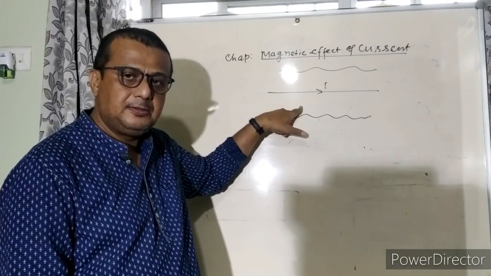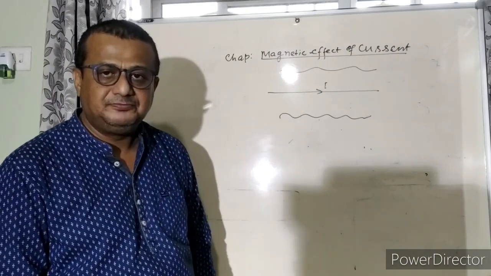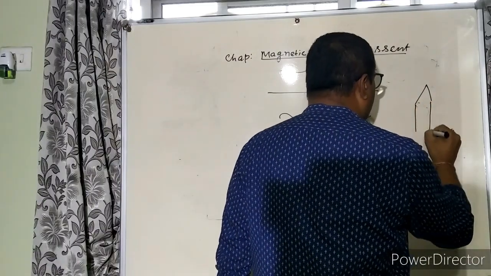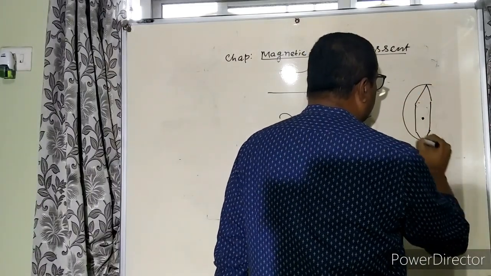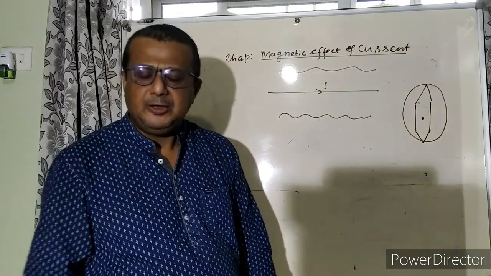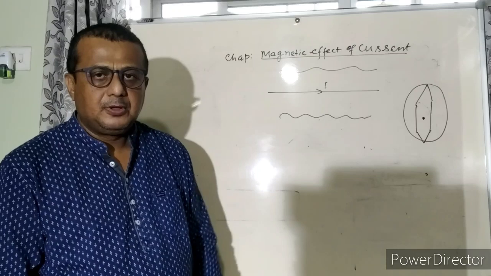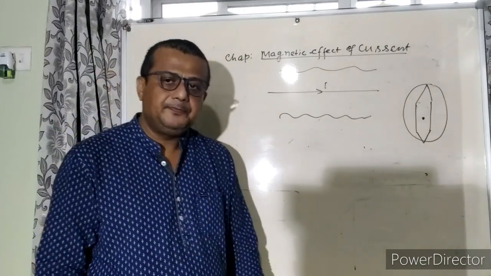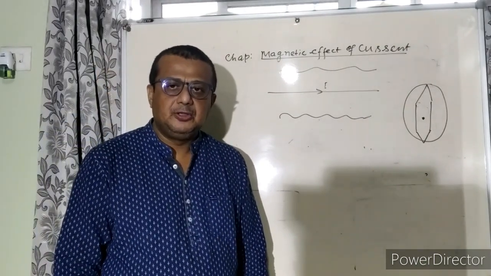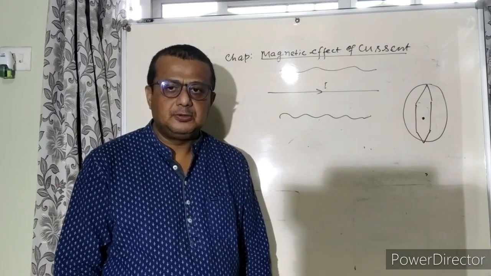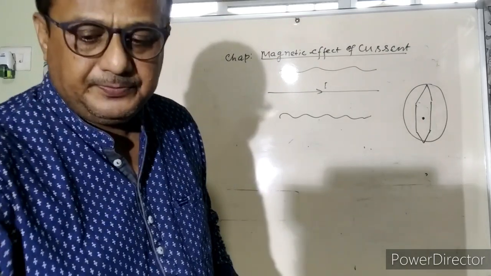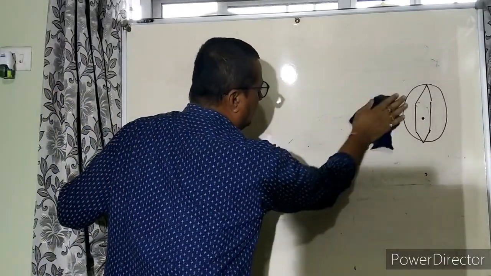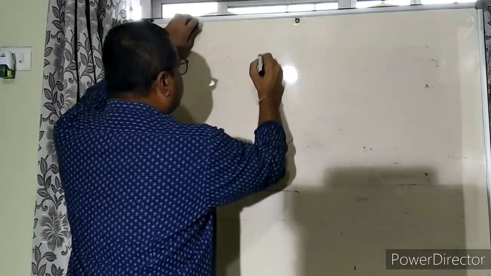This magnetic field can be noticed by a compass needle. Compass needle is a device by which we can know about the magnetic field, which is demonstrated by the scientist Oersted. So, the first topic will be Oersted's experiment.